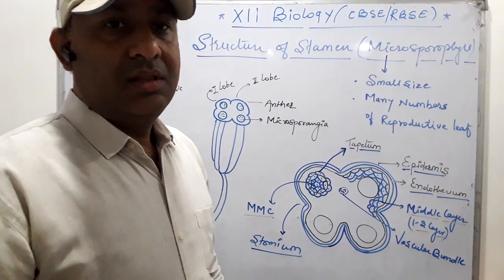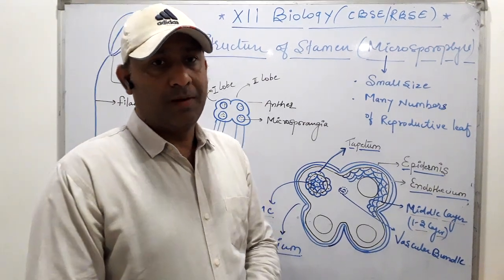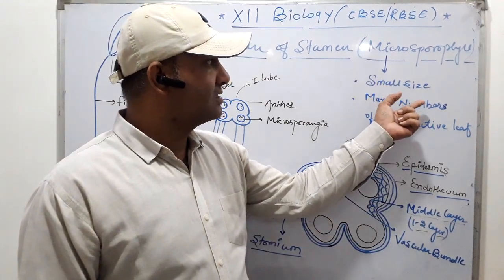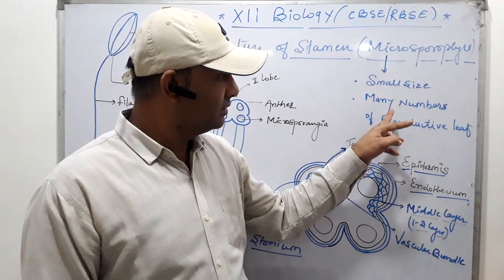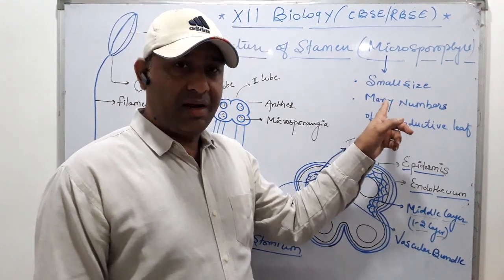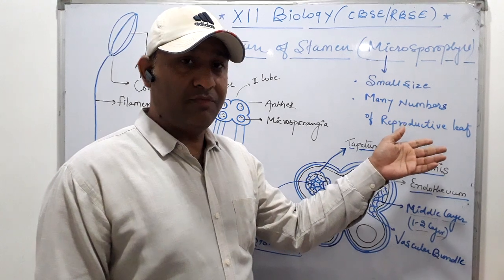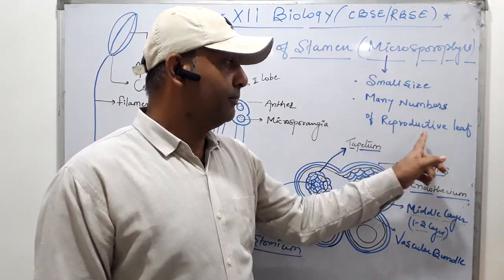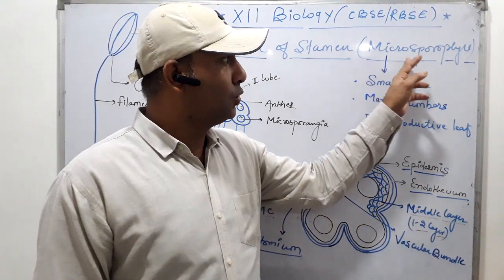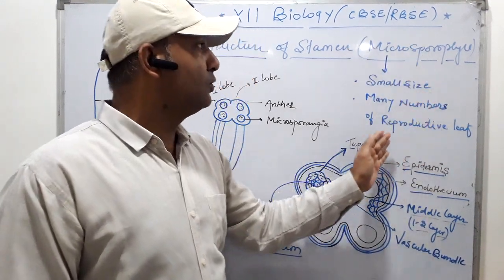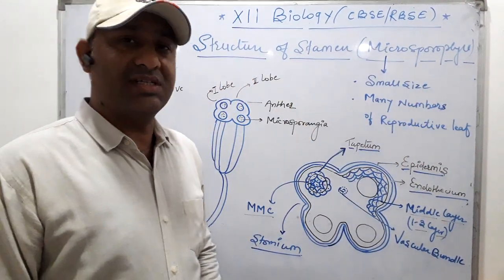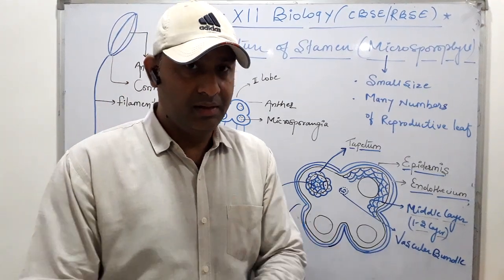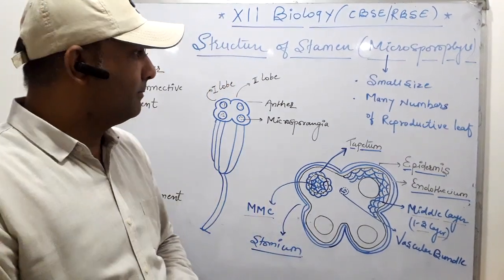As we know, what is the meaning of microsporophyll? That means the microsporophylls are small reproductive leaves present in a plant before the development of the flower. Many small reproductive leaves are called microsporophylls, and these microsporophylls develop into the stamen or male reproductive part in the case of an angiosperm flower.